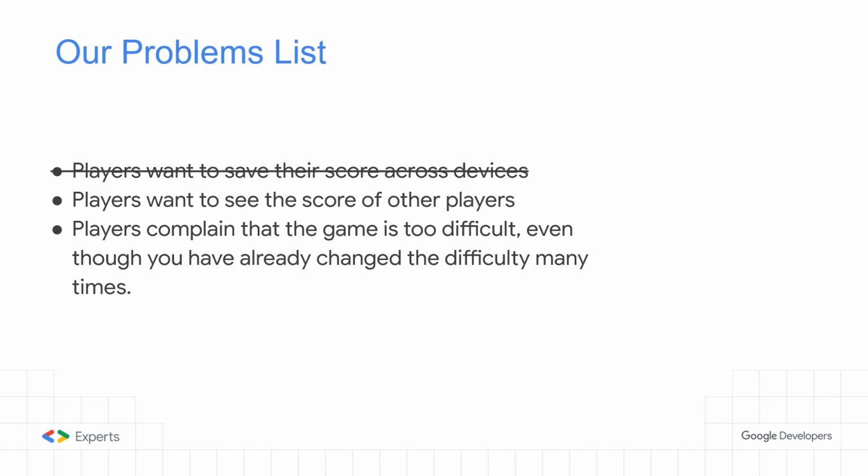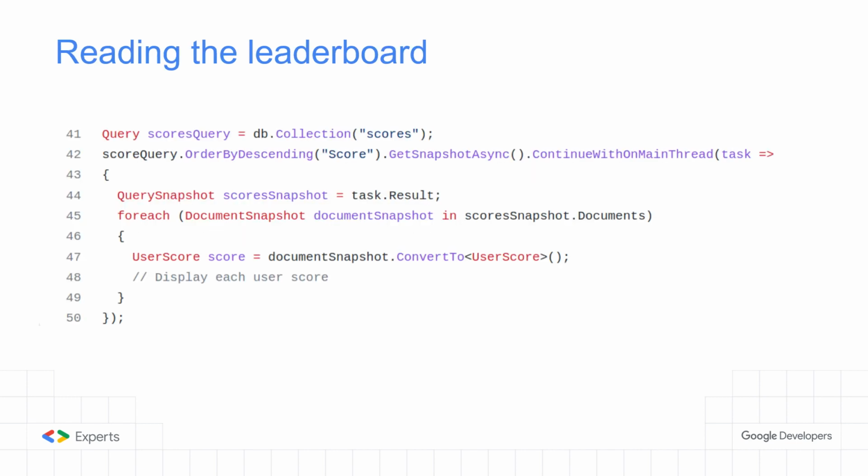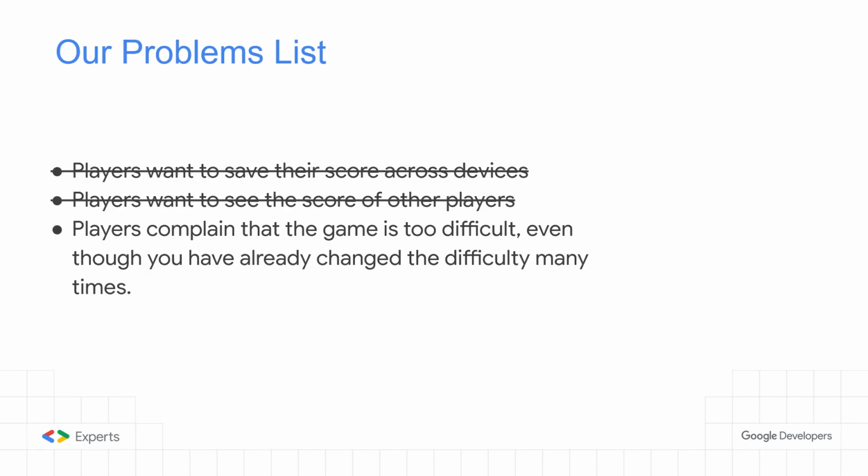Now, let's try and create a leaderboard. In order to create a leaderboard, we can use the same reference to the scores collection. But this time, instead of referencing our document, we simply call getSnapshotAsync on the collection itself. But before that, we need to add this order by descending query so that Firestore can pre-sort the list of scores before delivering to our device. That way, we can receive a query snapshot which we can then iterate through to display each user score in our game. So that crosses off our second problem.